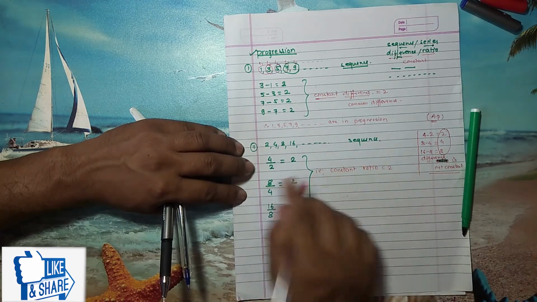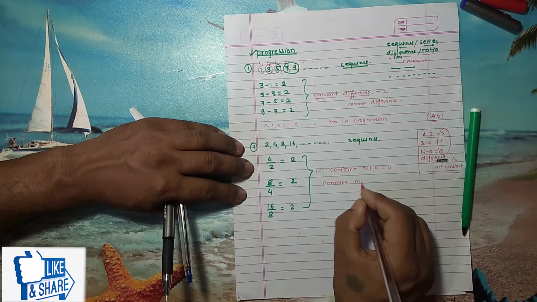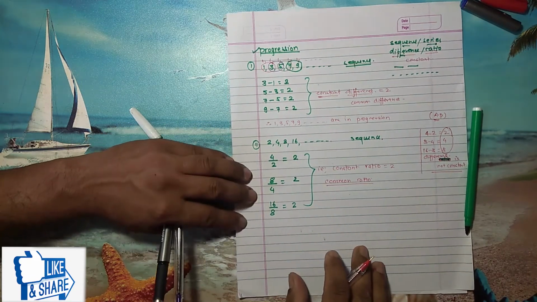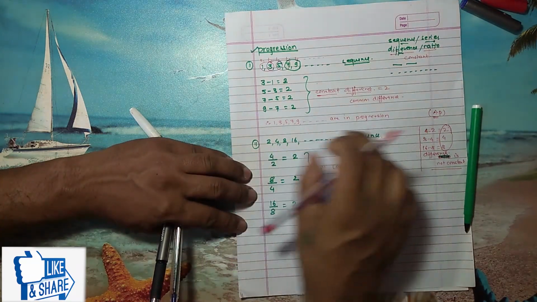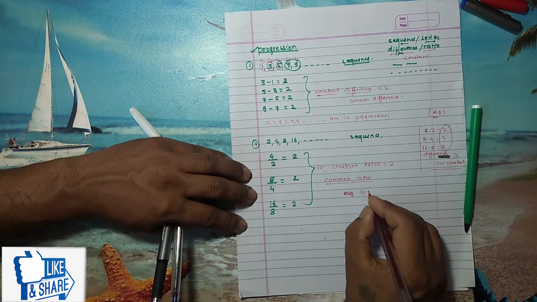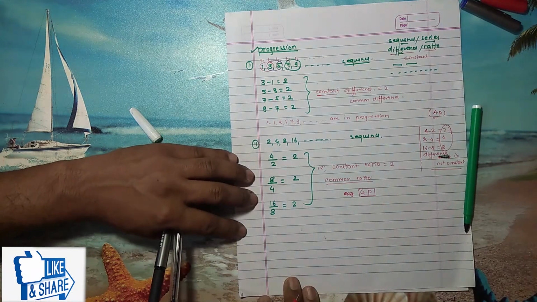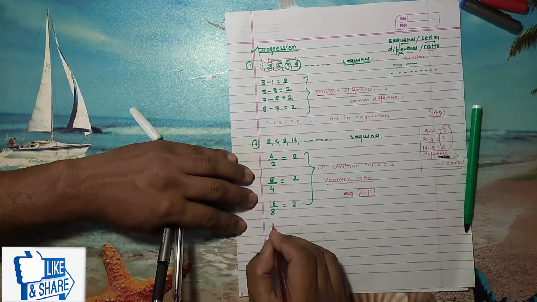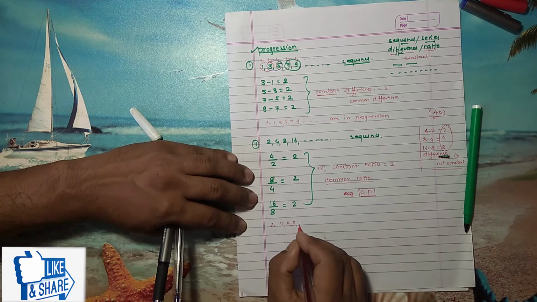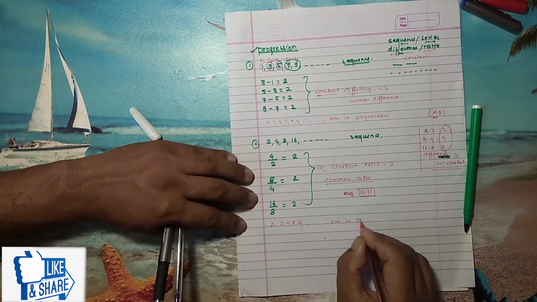If the ratio is constant, we call it a common ratio. And if the ratio is common, then such a sequence or series we call a geometric progression. Now we can write, therefore, 2, 4, 8, 16 and so on are in geometric progression.